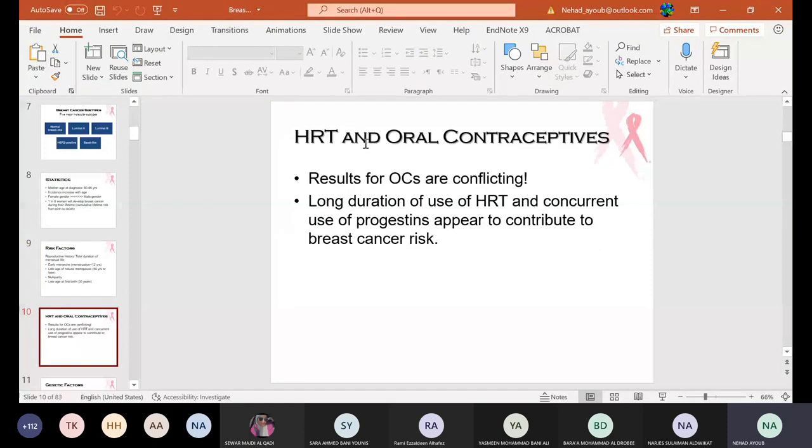Now we have, for example, exposure to exogenous hormones like oral contraceptives.